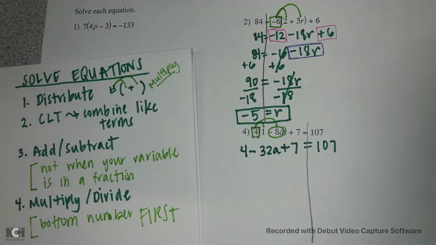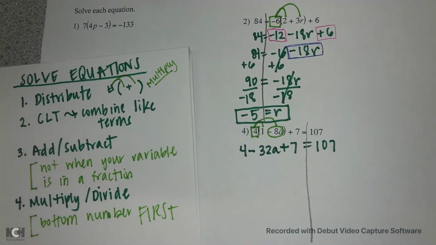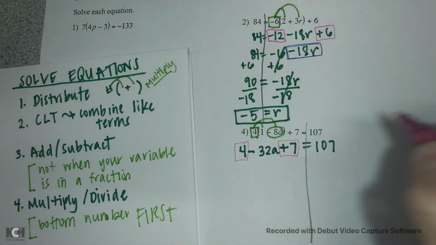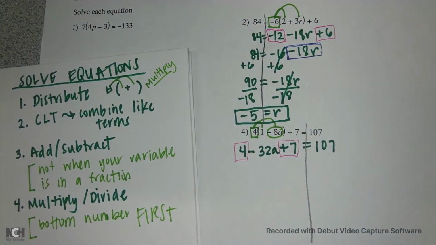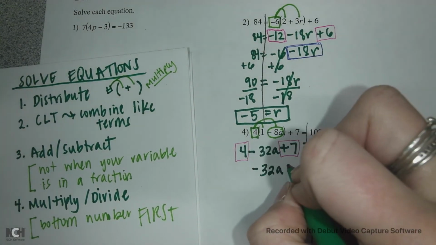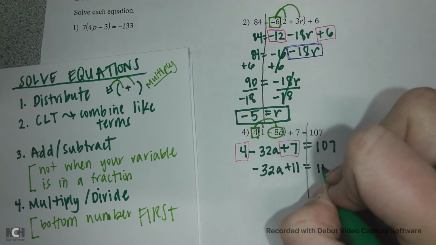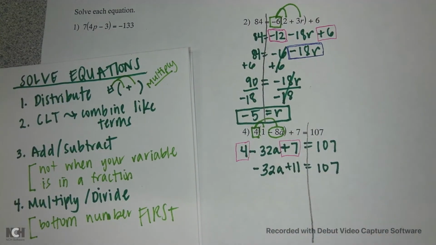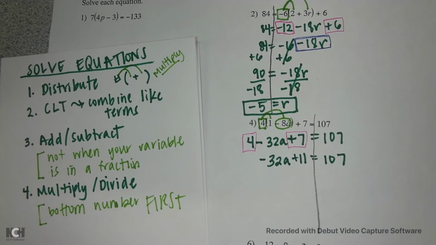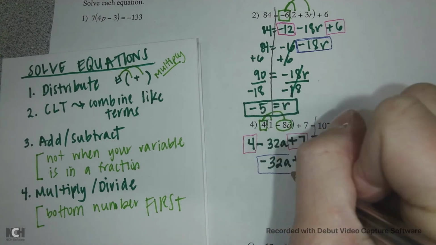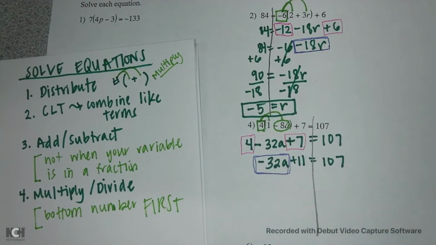Oh, look! Now we're down to step 2, so we're going to combine some like terms. On the left-hand side, I have a 4 and a positive 7. When I add those together, I get 11. So we've got negative 32a plus 11 is equal to 107. Okay, again, it doesn't matter. If you don't know what sign to write down, just put a plus sign. Okay, so now we have a fancy little two-stepper. I love the two-steppers. I'm going to put my number and my letter in a box.